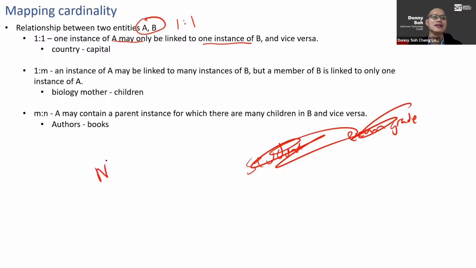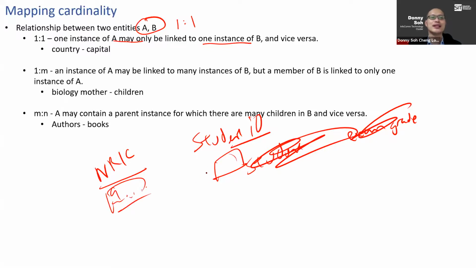So NRIC maybe to student ID. So one NRIC, yeah, 9 something something, can only be linked to one student ID, and one student ID can only be linked to one NRIC. Yeah, very good, very good. Thank you for helping me, Sean and Zixuan. So that is a one-to-one relationship.